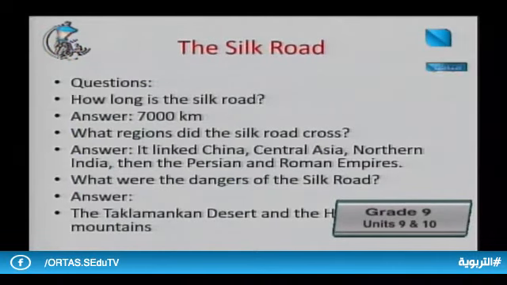Okay. What regions did the Silk Road cross? We are asking about the areas, the places, the cities. It linked China, Central Asia, northern India, then the Persian and Roman empires. So it took a long way to cross from China to the Roman Empire. A very long road.